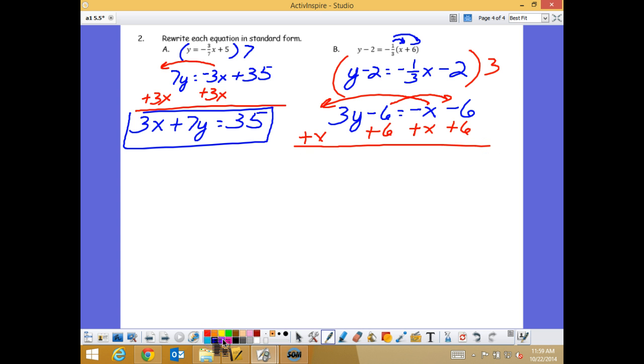Again, we need to be careful not to combine the x and the y terms because they are not like terms. So we end up with x plus 3y. And you'll notice on the right side, everything cancels. So x plus 3y is equal to 0. And that is the standard form for that linear equation.